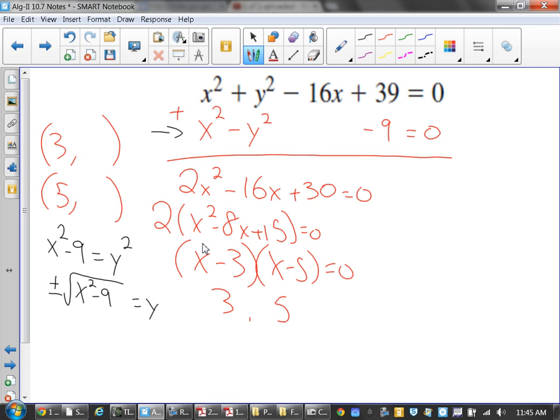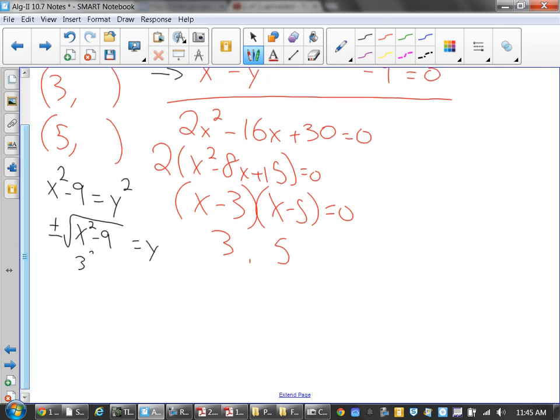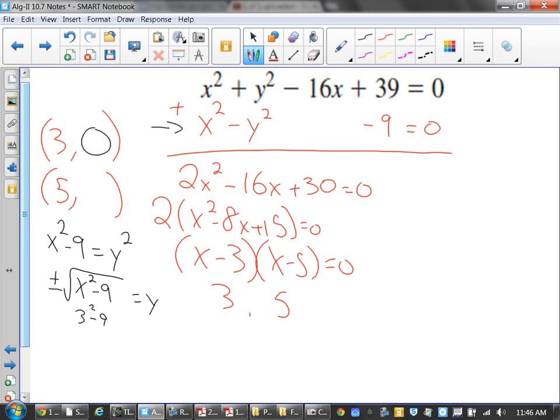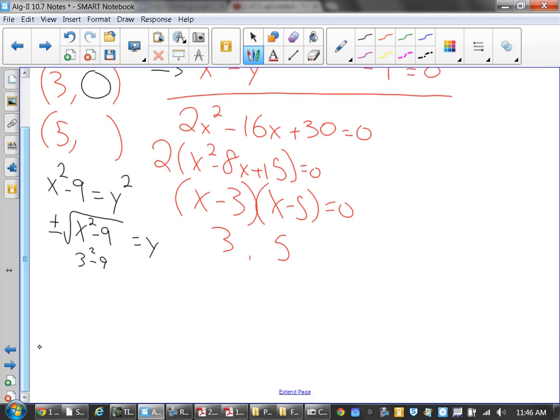All right? So substitute in for x. What's 3 squared? What's 3 squared minus 9? What's the square root of 0? So when x is 3, y is 0. I do the same thing for 5. What's 5 squared? 25. What's 25 minus 9? 16. What's the square root of 16? 4. Plus or minus 4. So in this case, 5 is at both positive 4 and negative 4.